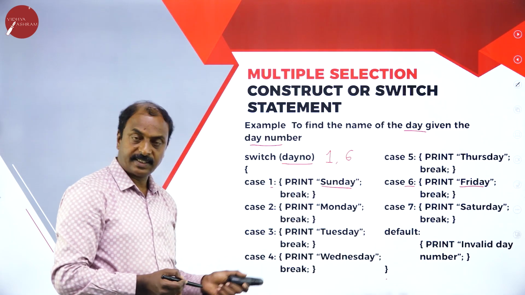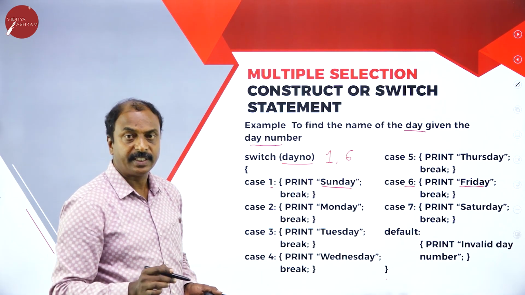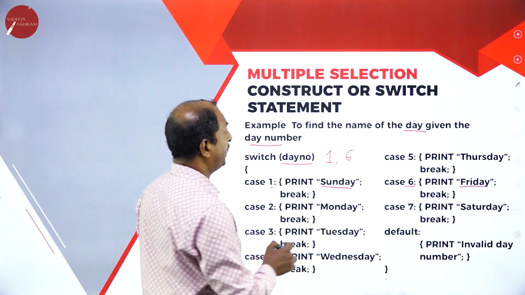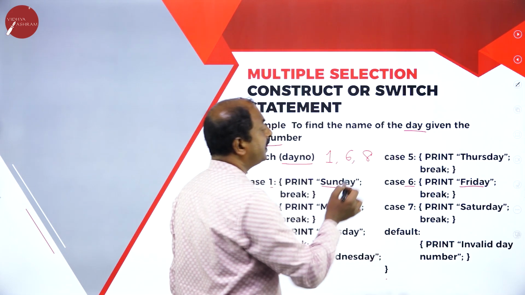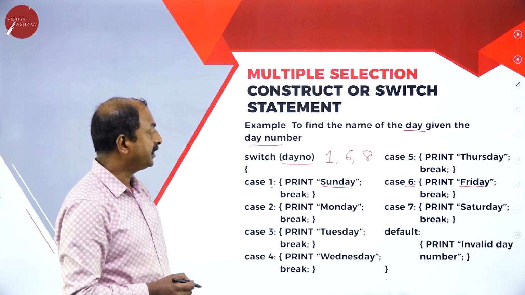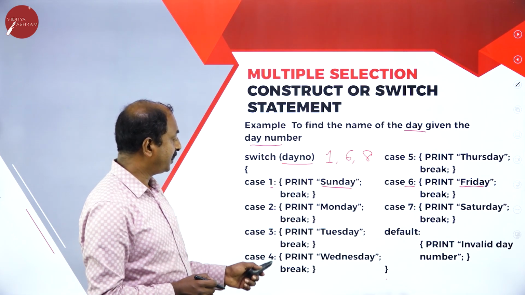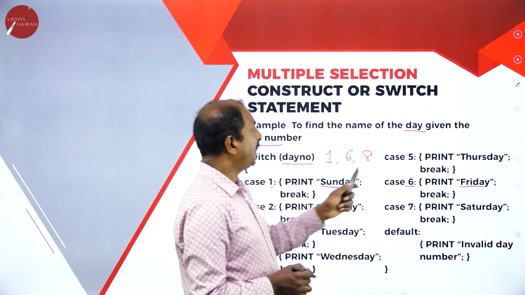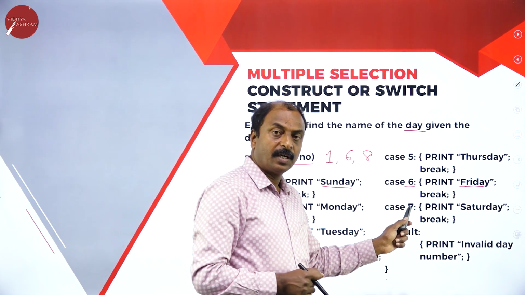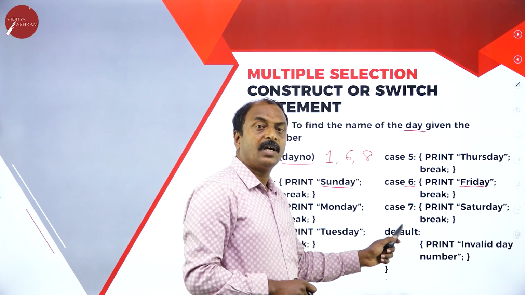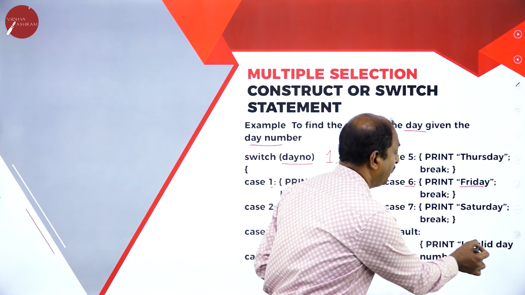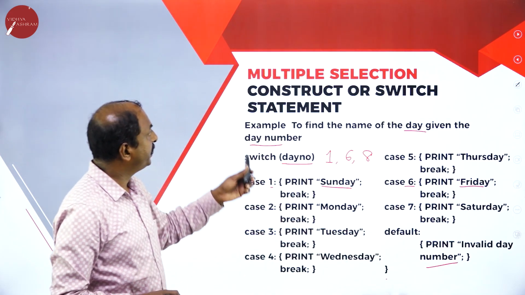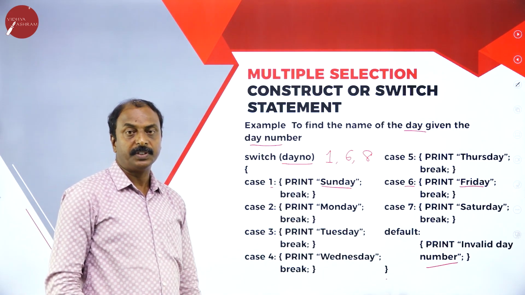Suppose in this example, as I told you, the user must enter a value between 1 and 7. Suppose the user enters 8 as the day number. Then it checks for the condition here. 8 doesn't match with any of the cases mentioned here. So then it goes to the default case. Accordingly, it is going to print invalid day number. So this is how the switch statement or switch case works.